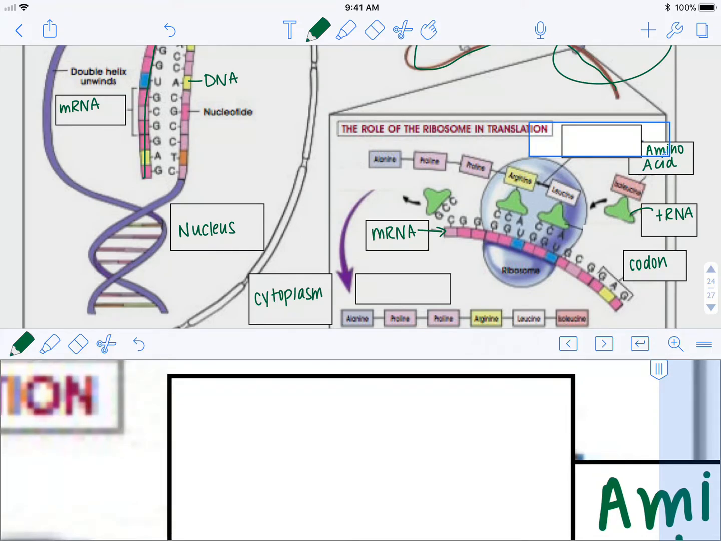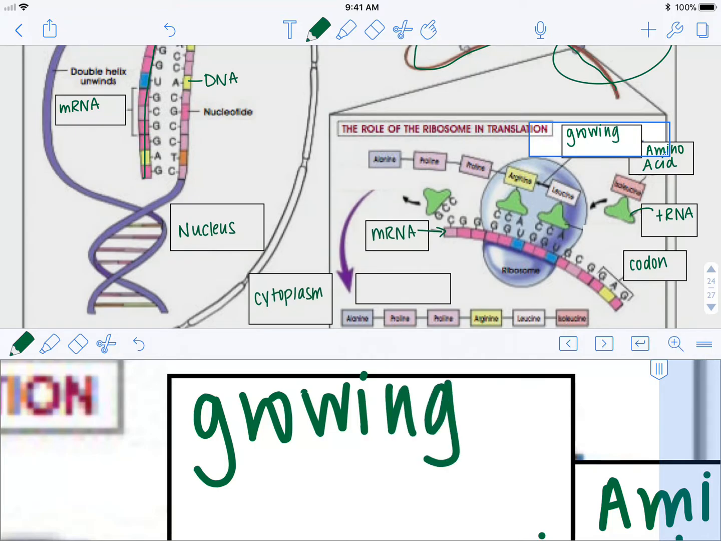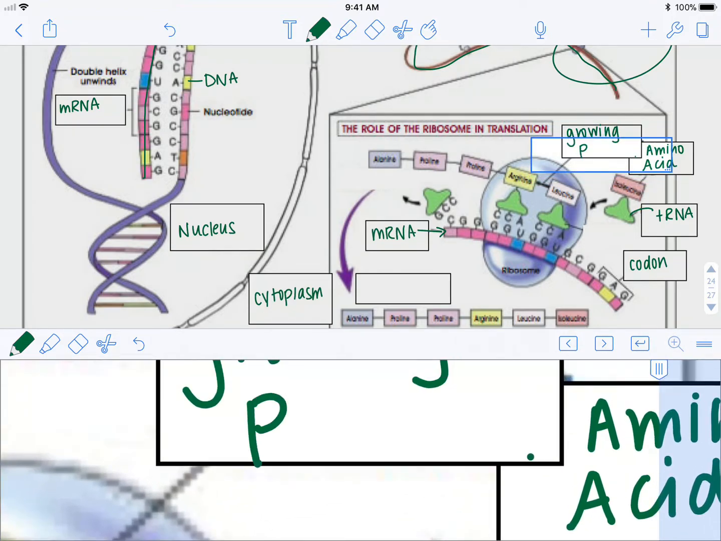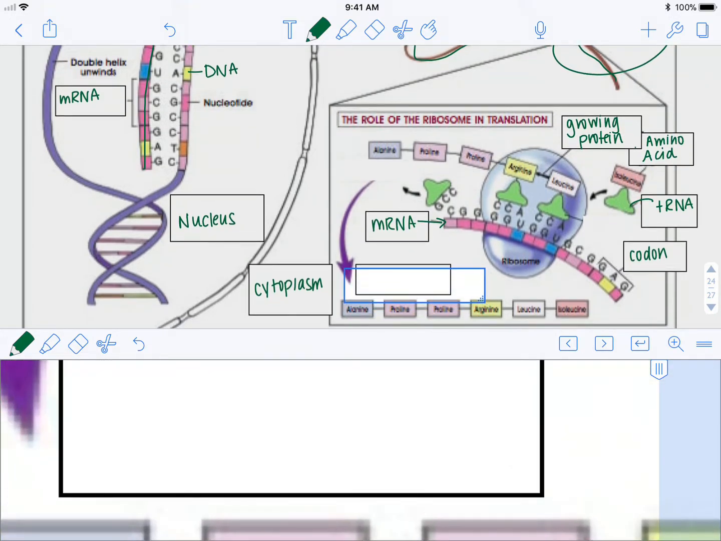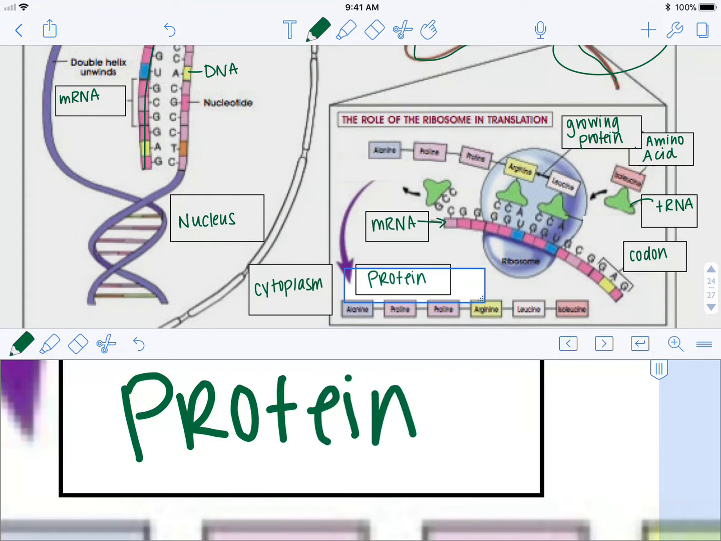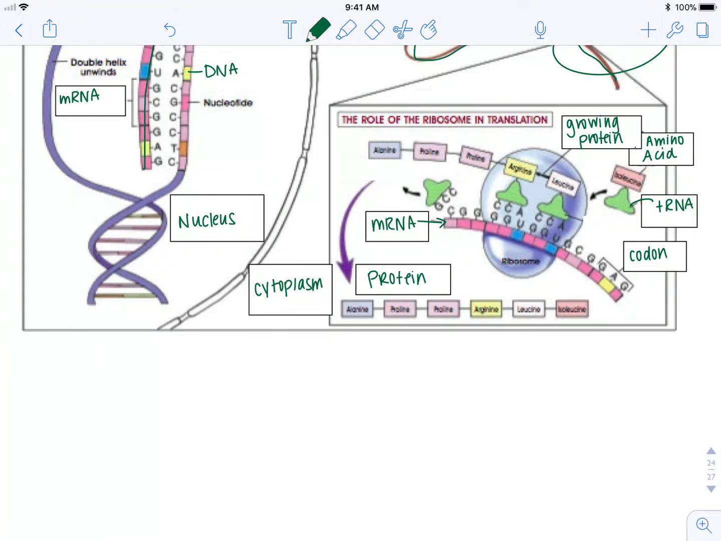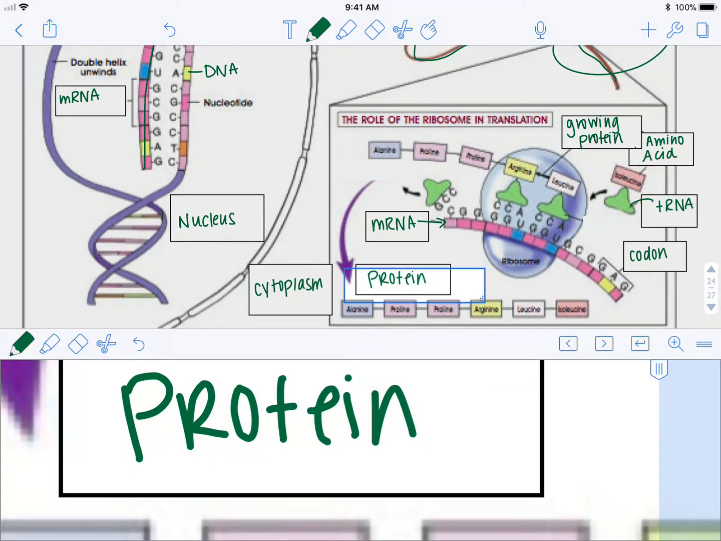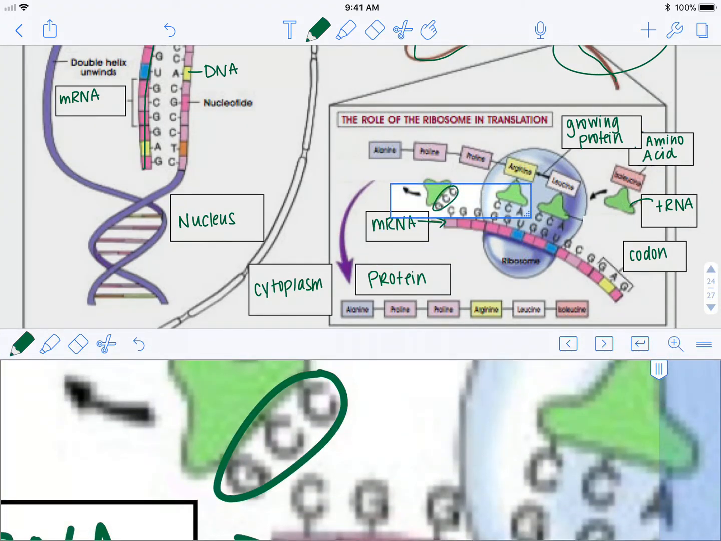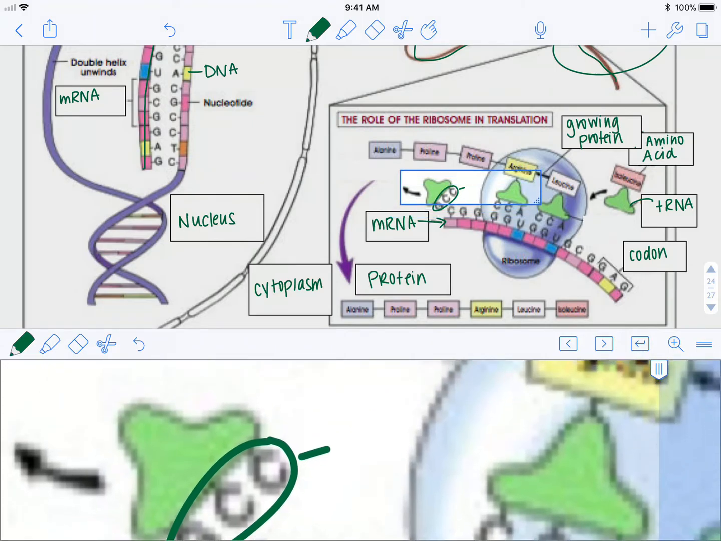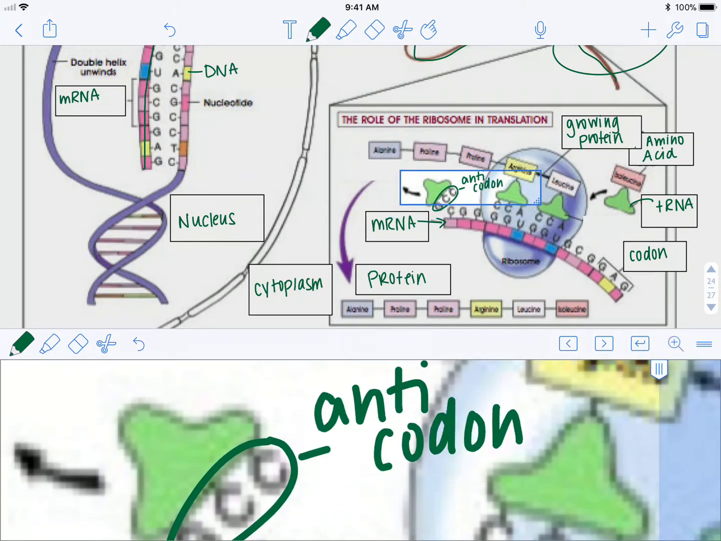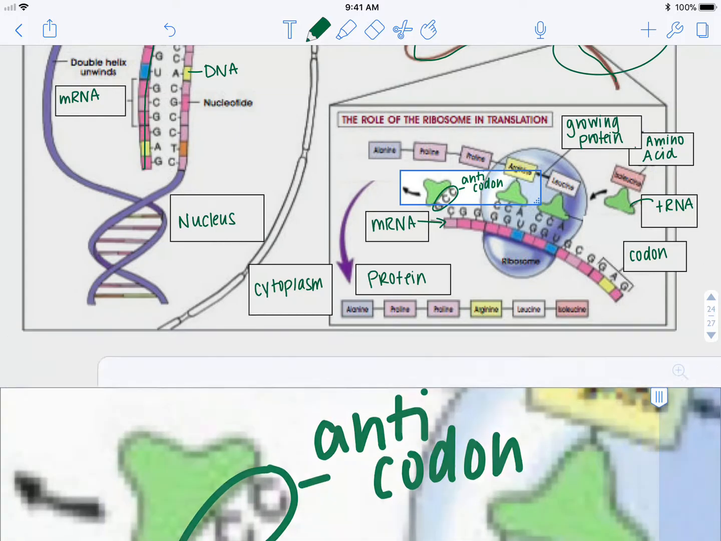Then, as the amino acids bind together, we're going to get a growing protein. Okay? And that growing protein will eventually become the protein that we were trying to build. The one thing we don't have labeled on here is that anticodon. The anticodons are the 3 bases that are found on the tRNA. Like I said, we didn't really go through that too much.